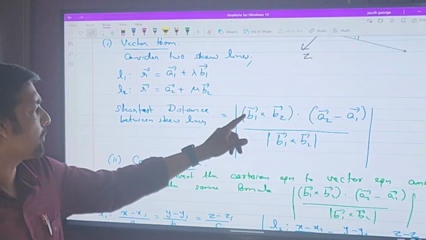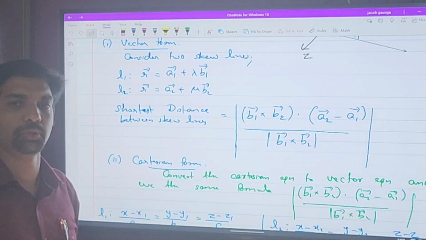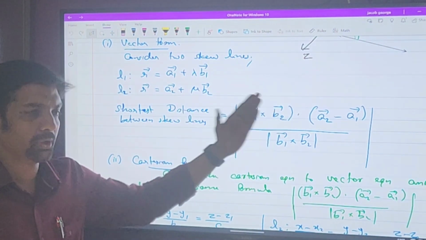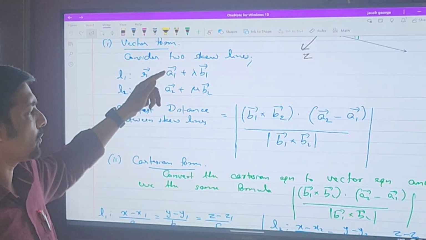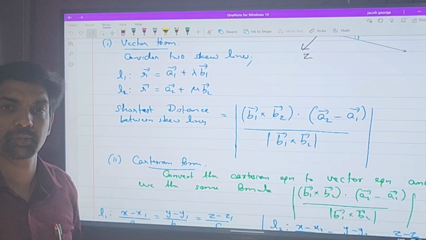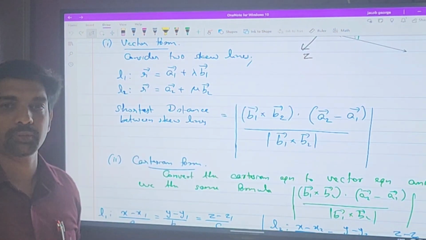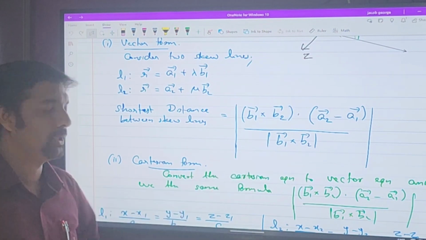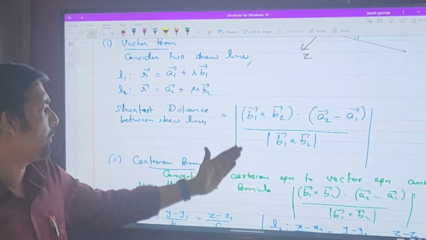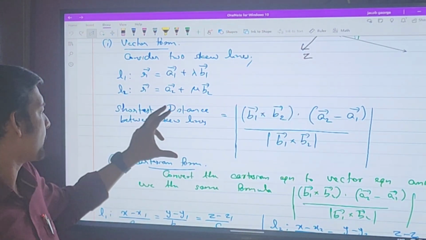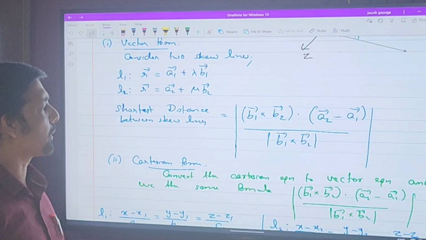So first of all, we have to take the cross product of these two, vector b1 cross b2, dot, it is a dot product, then the difference of the two vectors, vector a2 minus vector a1, divided by the modulus of the cross product, modulus of b1 cross b2. So this entire thing should be in a modulus, because being a distance, it should be a positive quantity.